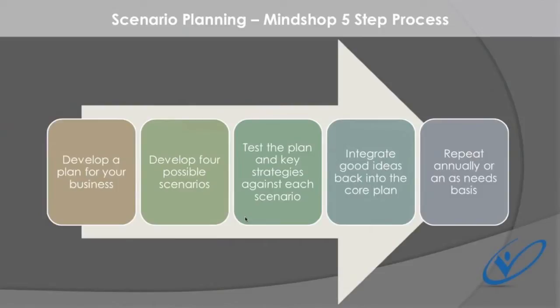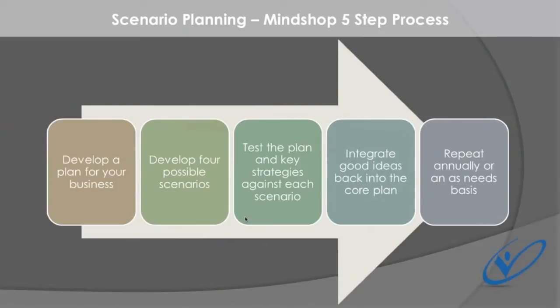And then what you do is you develop 4 possible scenarios in our methodology today. So you analyze the business environment. We're going to show you a simple tool for doing that. Analyze the business environment, develop 4 possible scenarios, and then step 3 is to test the plan and your key strategies against each scenario. Once you've done a bit of that testing, then we can look at the good ideas that drop out of it, any changes you might need to think about, and integrate those back into your core plan, and then you can repeat it.